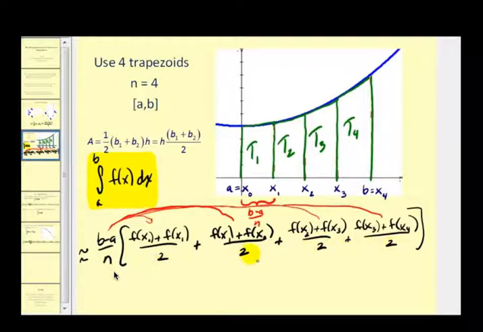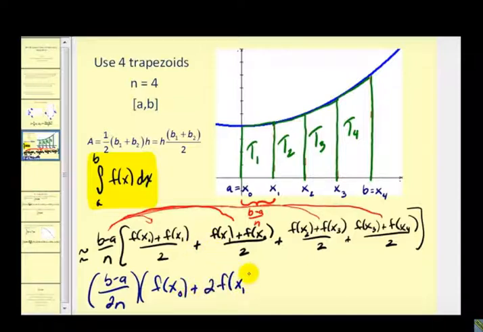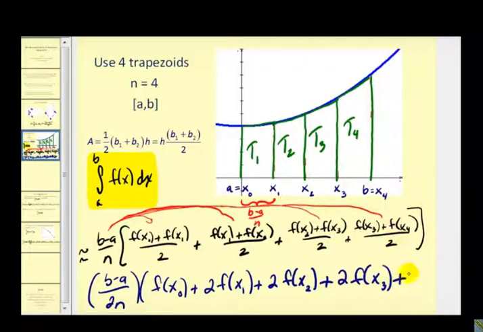Notice they all have a denominator of 2, so we could factor this 2 out. So we would have (b minus a) divided by 2n. And notice that there are 2 f of x sub 1s, 2 f of x sub 2s, and 2 f of x sub 3s. So simplifying the numerator, we would have f of x sub 0, only one of those, 2 f of x sub 1 plus 2 f of x sub 2, notice there are 2 f of x sub 3s, and we have 1 f of x sub 4.